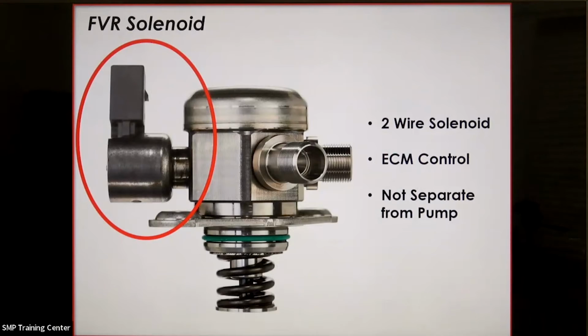Now, mounted to the pump is a solenoid that's commonly known as an FVR, or fuel volume regulator. It's used by the ECM to control the output pressure of the pump. The ECM is going to do this by controlling a pulse width to that solenoid, and the solenoid itself will control the output of the pump by controlling how much fuel we allow into the pumping chamber of this pump assembly.